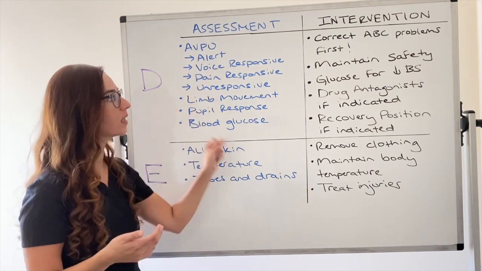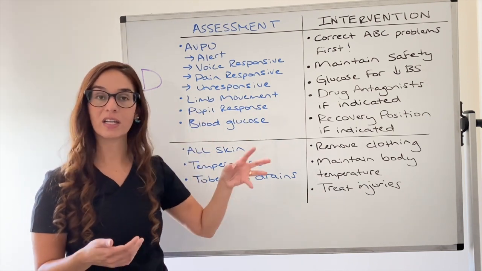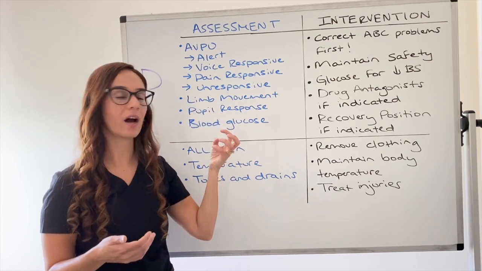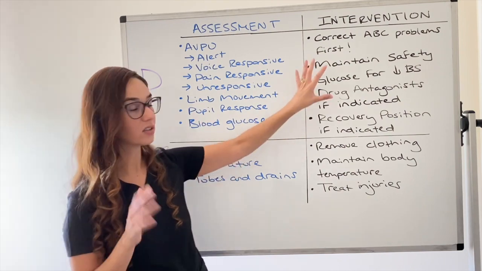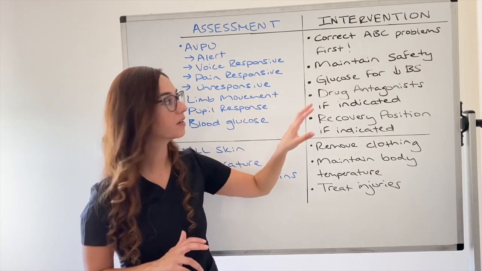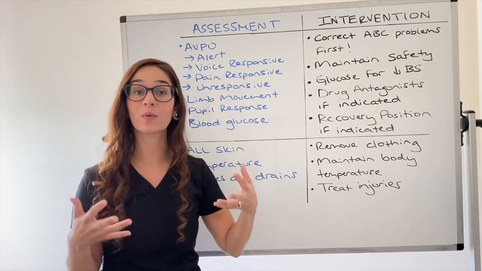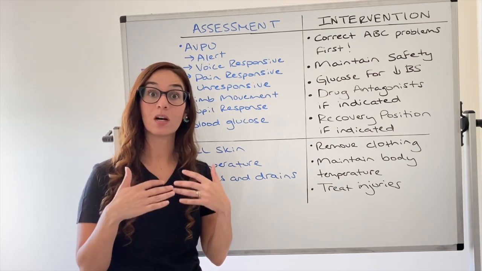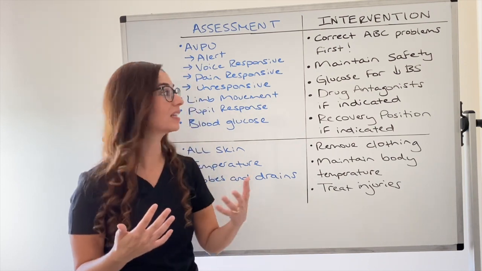So these are all things we can assess quickly to identify and determine, is there a change in behavior? Is there a decreased level of consciousness? Is there something neurologically going on? These are actions we can take. Just a reminder, we always correct airway, breathing, and circulatory problems first. You can maintain safety. If they have a change in behavior, you have to keep them safe. Prevent them from getting out of bed. Combative, violent patients, that might be a response to hypoxia, abnormal electrolytes, things like that. We got to keep them safe.